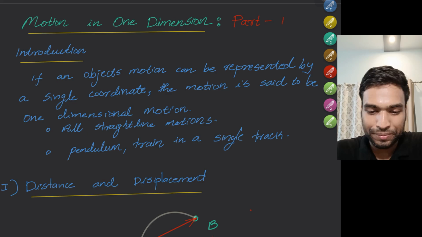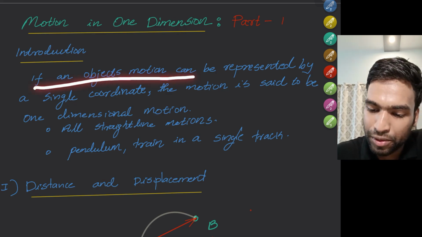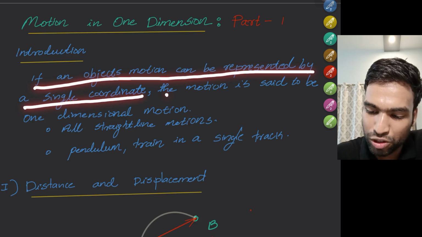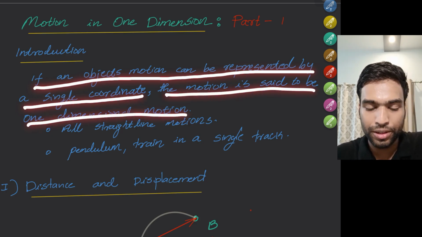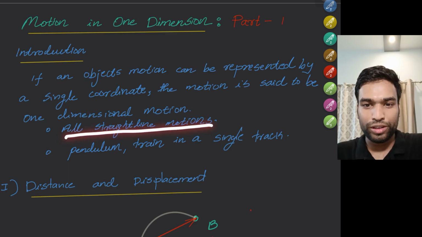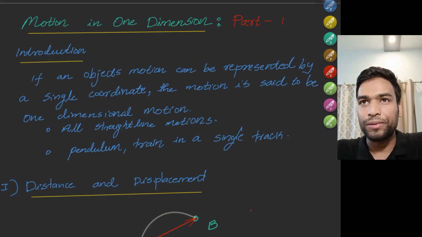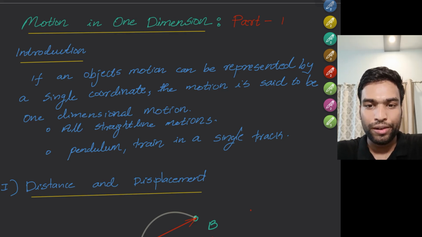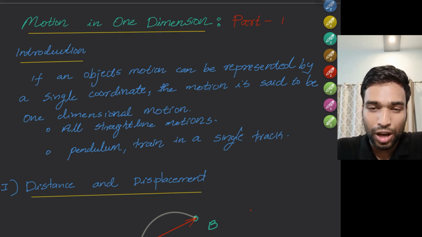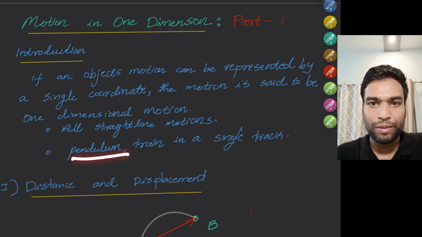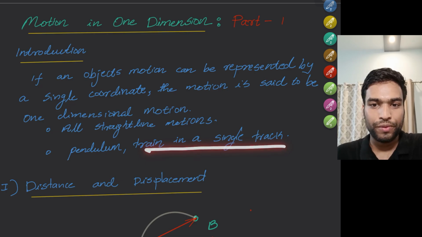Good. So let's begin. If a motion can be represented by a single coordinate, the motion is said to be one-dimensional motion. All straight line motions are one dimension. For example, if I run in a 100-meter race, that's a straight line motion, and it is one-dimensional motion. Or a car moving in a straight racetrack, maybe a drag race, is a one-dimensional motion. Apart from that, pendulum motion is also one dimension, and a train on a single track is also one dimensional.